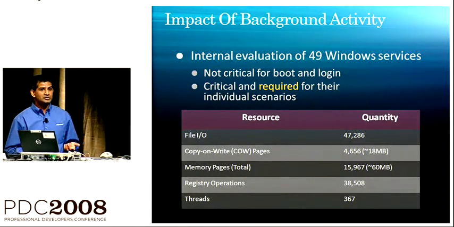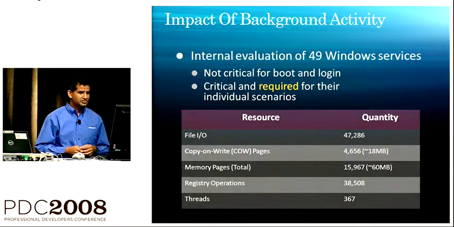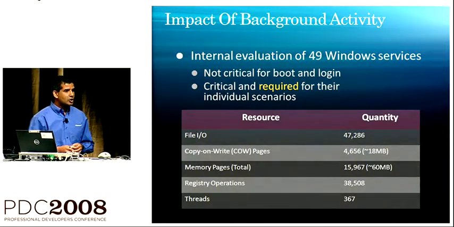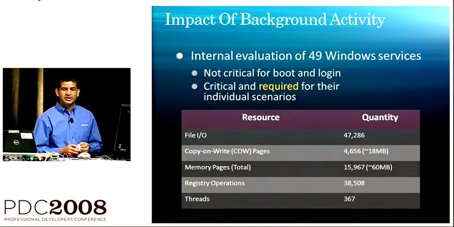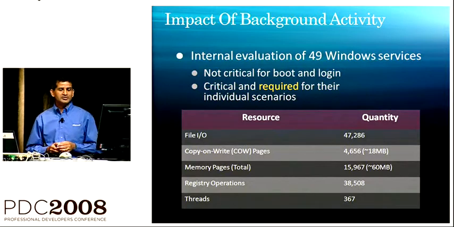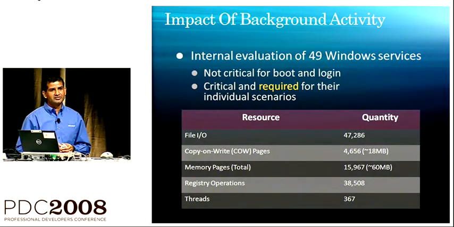The file I/O operations when a system is running and doing nothing is around 47,000 operations. The copy on write pages is around 18 megs. Memory pages around 60 megs in use. Registry operations, a whopping 38,000. Threads, 367.